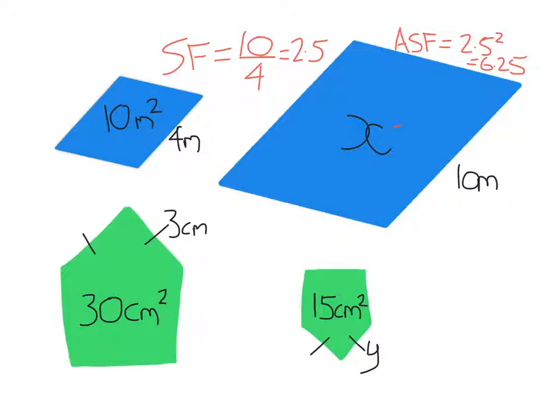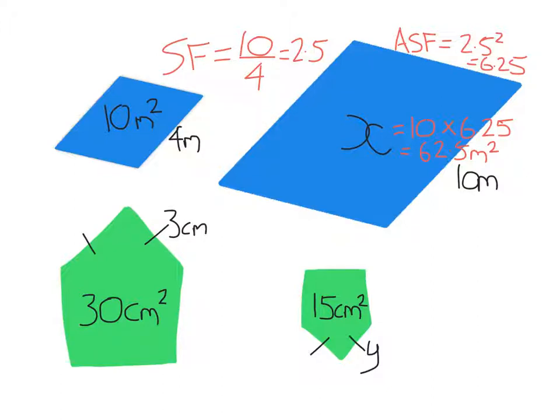So x will just be smaller shape. Now when you're going from smaller to larger, you times. So 10 times 6.25, which just gives us 62.5 meters squared. How easy is that? So now let's look at the second pair of shapes, some sort of pentagon, and we're going to find y. So this time we're given both areas, and the thing we're trying to find is one of the side lengths.